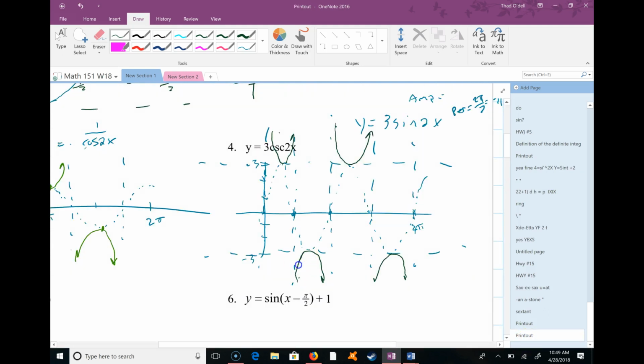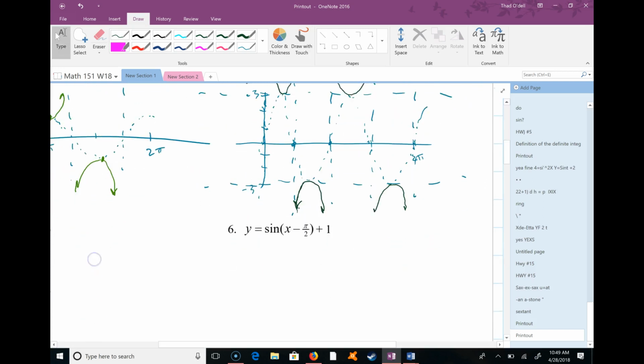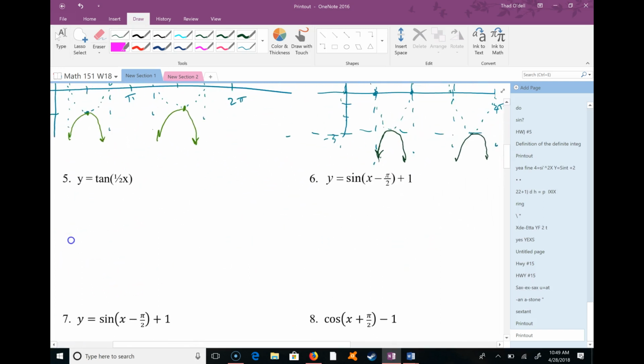You can see this right here. I got a little bit sloppy here. Shouldn't hit the asymptote, right? These should be nice rounded curves, kind of parabola looking things. Okay, there's some good examples.